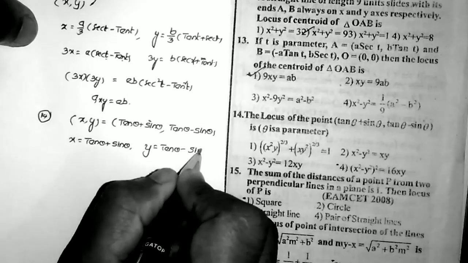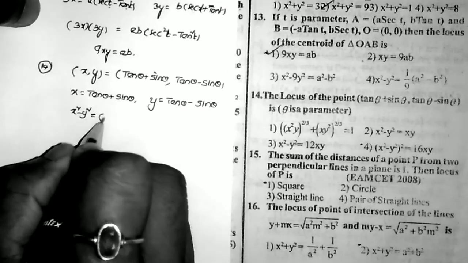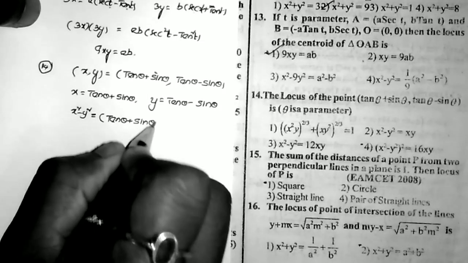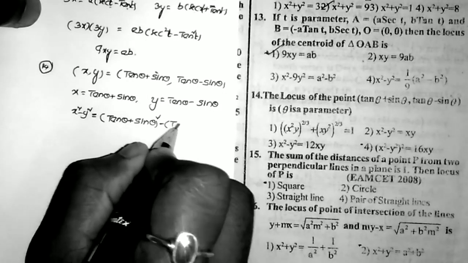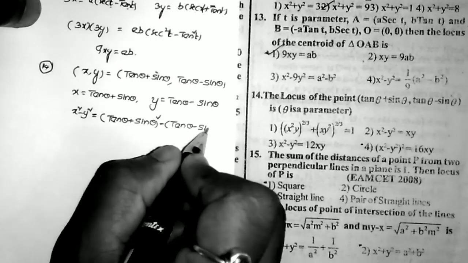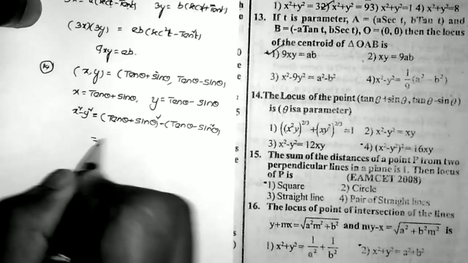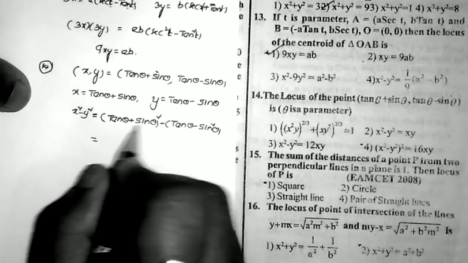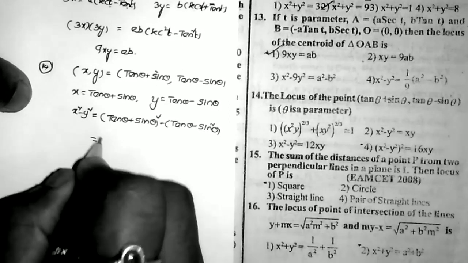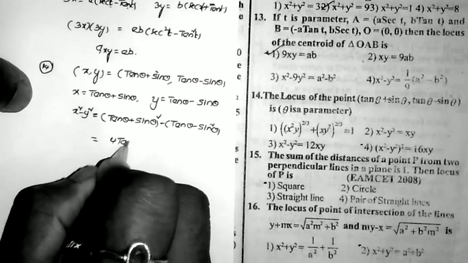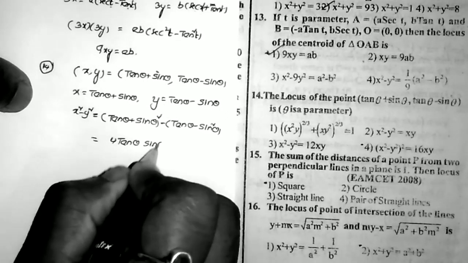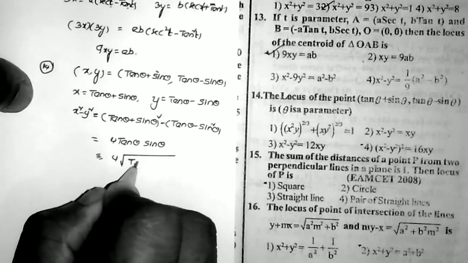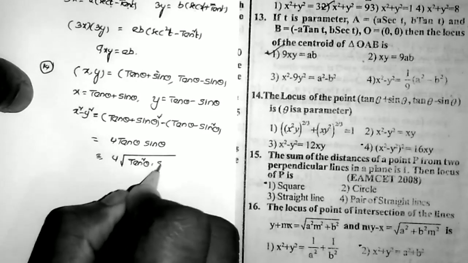Now I take the value x square minus y square, that is equal to (tan theta plus sin theta) whole square minus (tan theta minus sin theta) whole square. After taking the expansion, what do we get? a square plus b square plus 2ab, minus a square plus b square minus 2ab. Now a square and b square are cancelled. 2ab plus 2ab is equal to 4ab. That is, the answer is equal to 4 tan theta sin theta, and this is equal to 4 into square root of tan square theta into sin square theta.